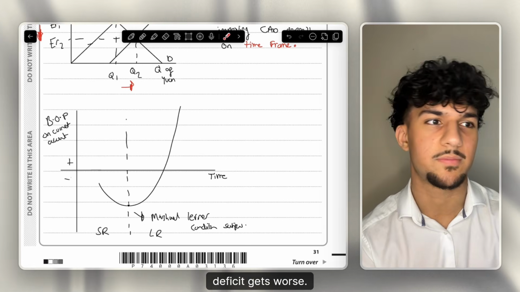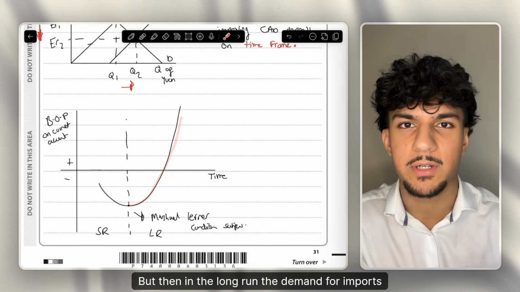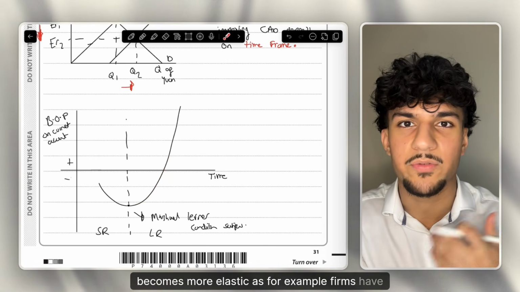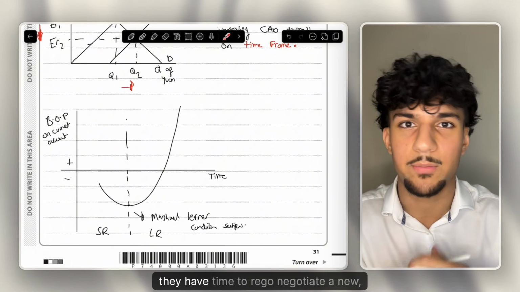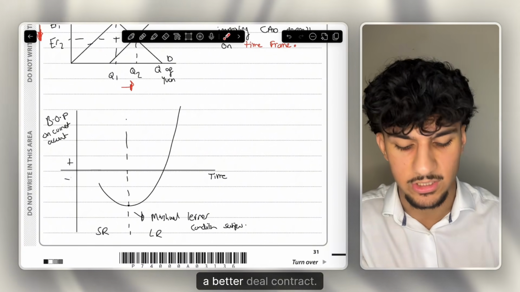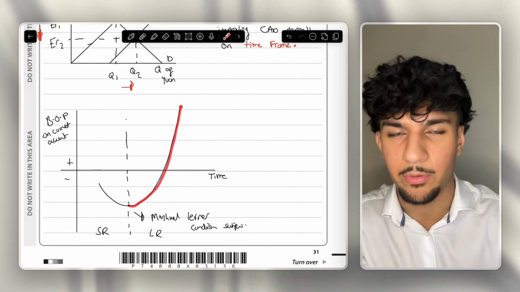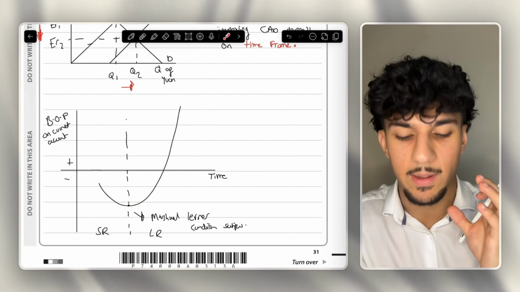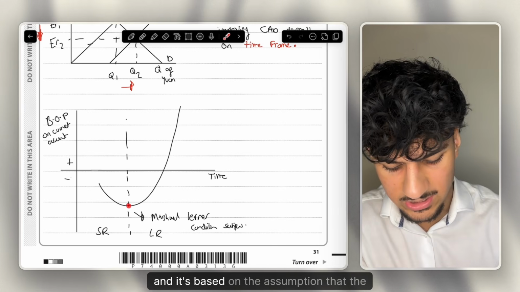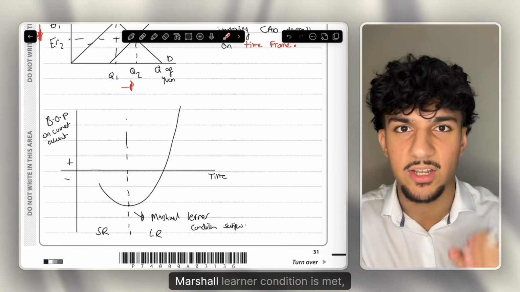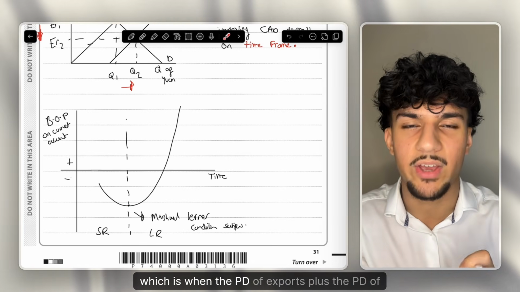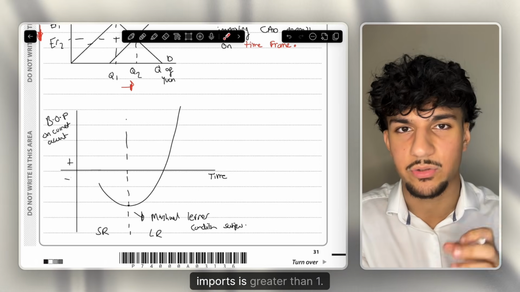But then in the long run, the demand for imports becomes more elastic, as for example, firms have time, the contract has now expired, they have time to negotiate a better deal, thus meaning, as you can see, the deficit on the current account improves. But of course, this is based on the assumption that the Marshall-Lerner condition is met, which is when the PED of exports plus the PED of imports is greater than 1.